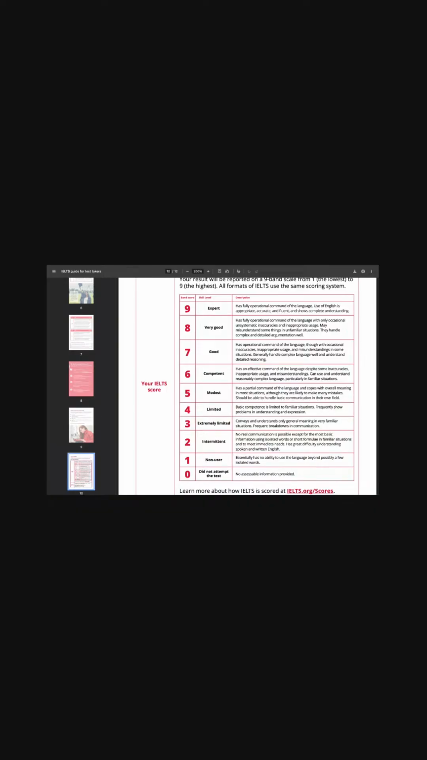Then if it's a 4, then it's very limited. Basic competence is limited to familiar situations, frequently showing problems in understanding and expression. So if it's 3, 2, 1, it's all extremely limited, intermittent or non-user, or you are not competent enough to speak, or listen, or you are not capable enough to handle the English language.